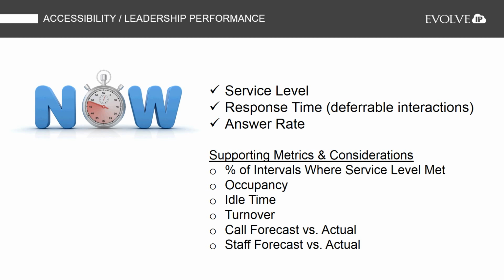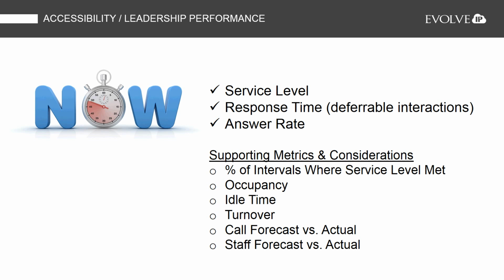Idle time is another leadership measure to me that gauges your overall resource capacity planning. If agents are sitting idle too much, maybe your service level goals are too high, if you don't like that, or you're overstaffed, or maybe you just use that time to handle non-phone tasks.